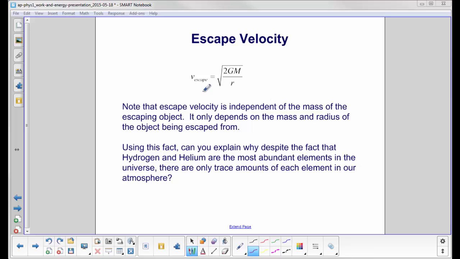Note that the escape velocity, right over here, is independent of the mass of the escaping object. It only depends on the mass and radius of the object being escaped from. So let's use this fact and think about why, despite the fact that hydrogen and helium are the most abundant elements in the universe, there are only trace amounts of each in our atmosphere.